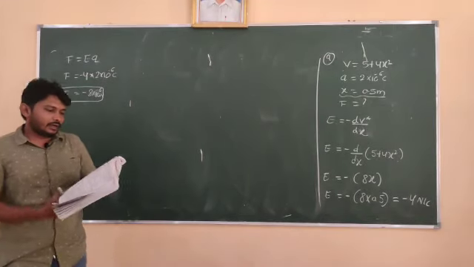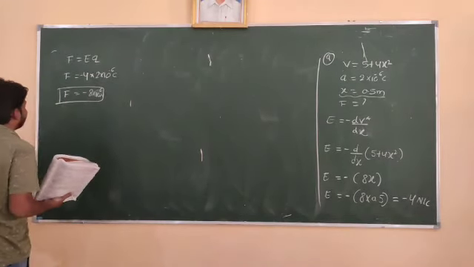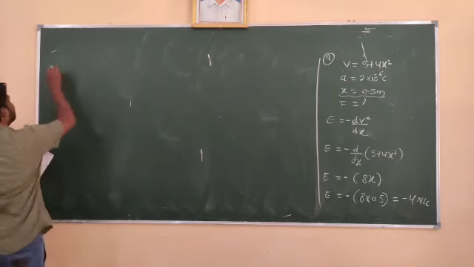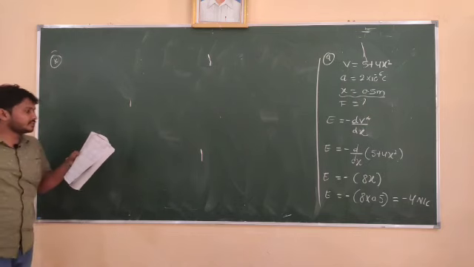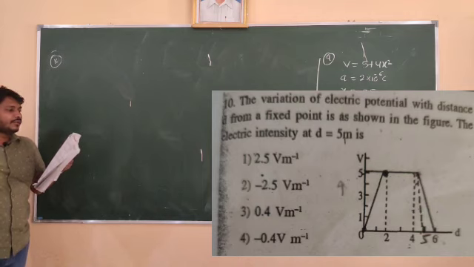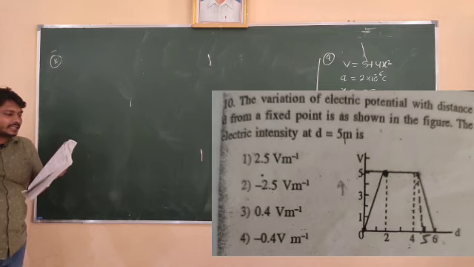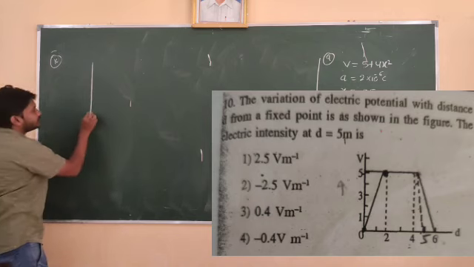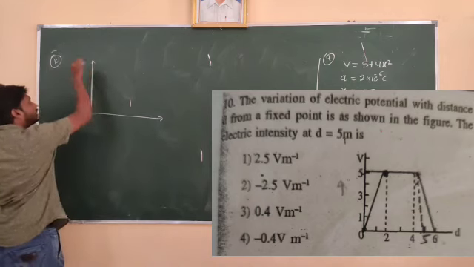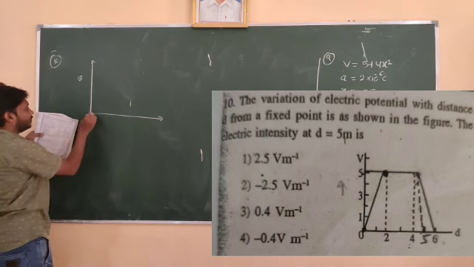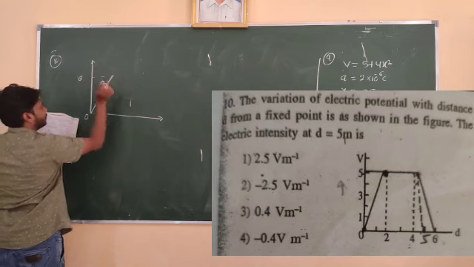Okay, so now look at the next question. They mention the values in terms of a graph. The variation of electric potential with distance d from a fixed point is as shown in the figure. The electric intensity at d equal to 5 meter. So the potential value and distance value are given in the graph, and from the graph I will take the potential and distance values.